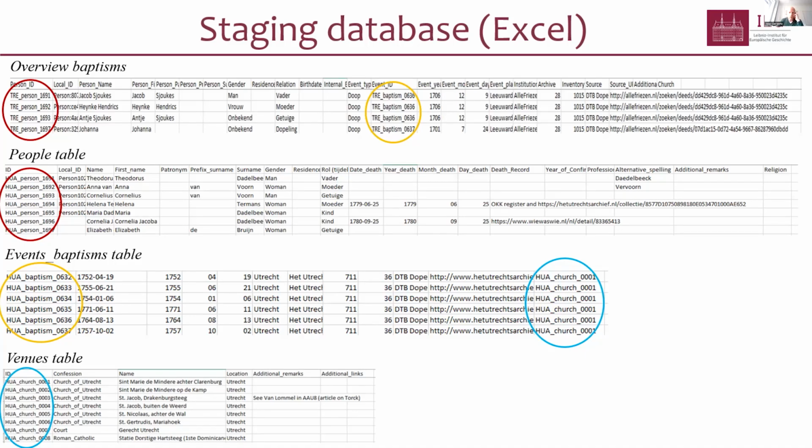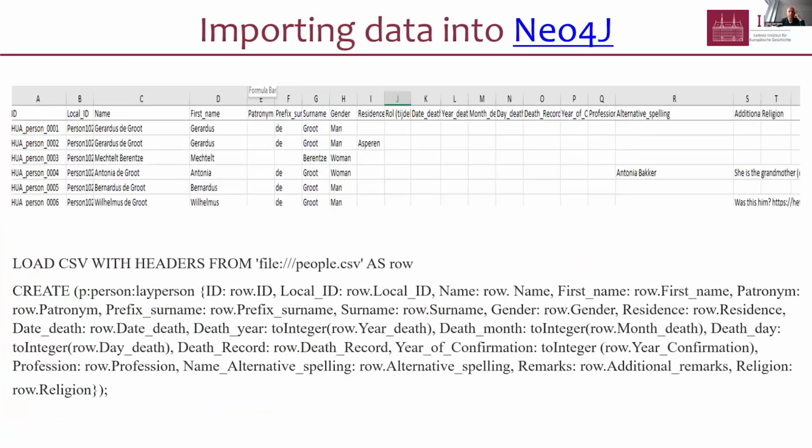When this work was done, and for each case study, this was months and months of work, it was time to import all the data into a graph database. I use Neo4j, which is an open source graph database management system. You can import data saved in CSVs by means of import scripts in Cypher. Cypher is the query language used by Neo4j. You can import it into a graph database.